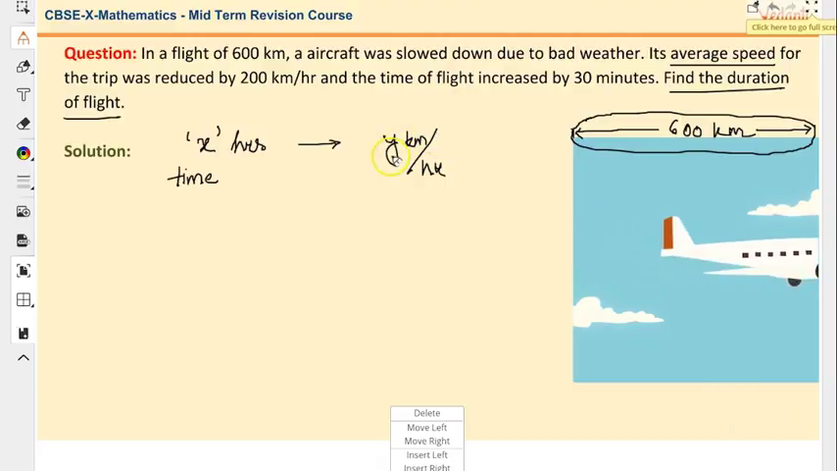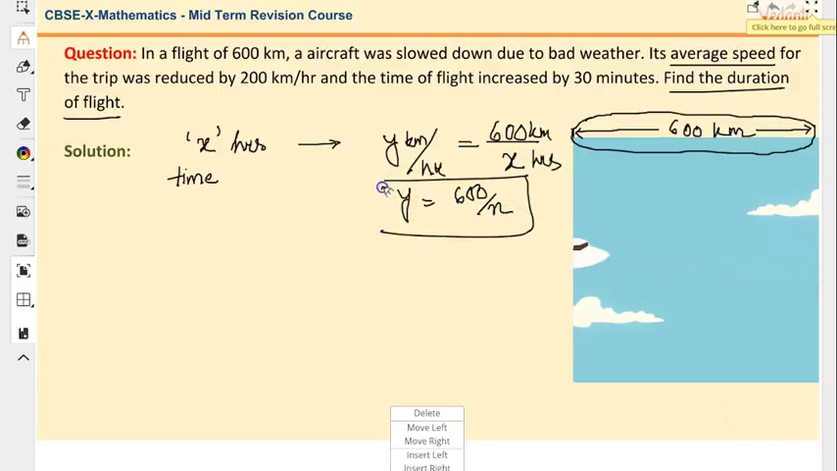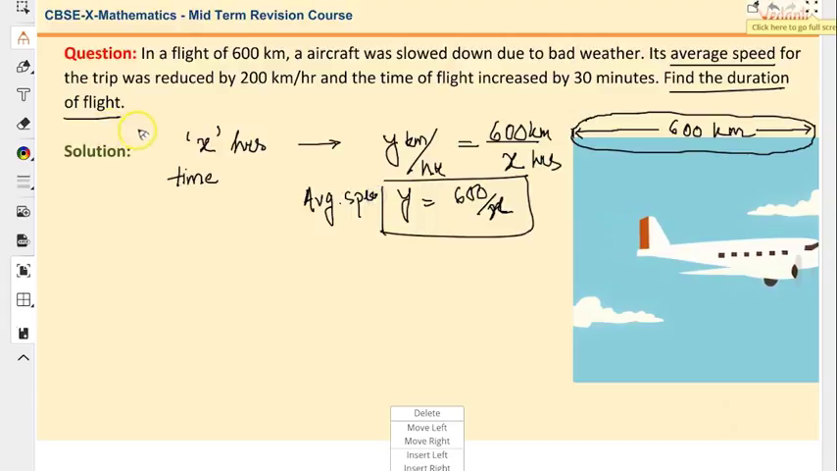Now we know speed, and what is my time? Time is x hours, right? So that means y can be written as 600 by x. This is important. This is my average speed. Now this was case 1.